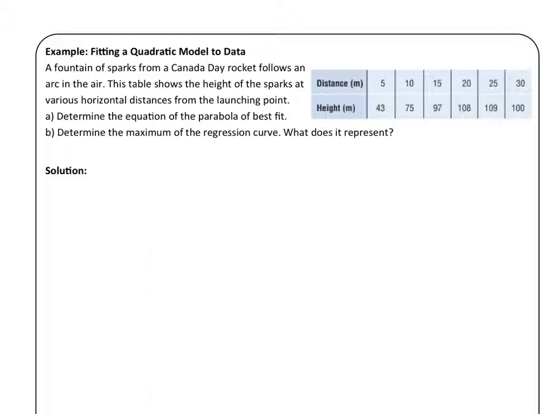All right, so let's look at this example. We're going to fit a quadratic model to data. A fountain of sparks from a Canada Day rocket follows an arc in the air. This table shows the height of the sparks at various horizontal distances from the launching point. So they did 5, 10, 15, 20, 25, 30. That's how far away from the point it was. Determine the equation of the parabola of best fit and determine the maximum of the regression.